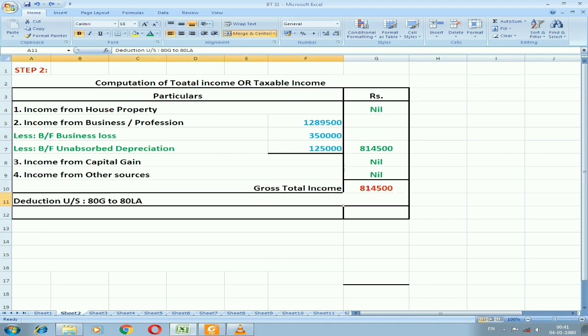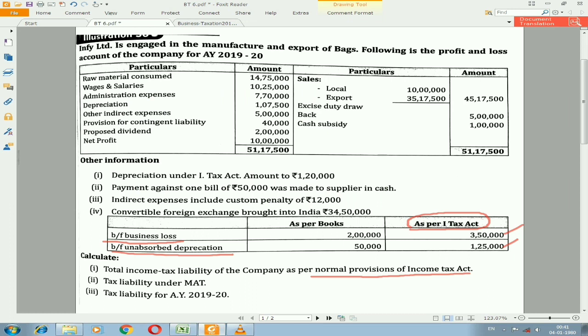Then we are supposed to less deductions under section 80G to 80LA. While taking deductions, we always have to check whether they have given donation or not in the illustration. We don't have any donations here, but we have export. So export, the deduction will get under 80H or 80HHC. So this deduction they will get only if the export income is earned the year before 2004-05.